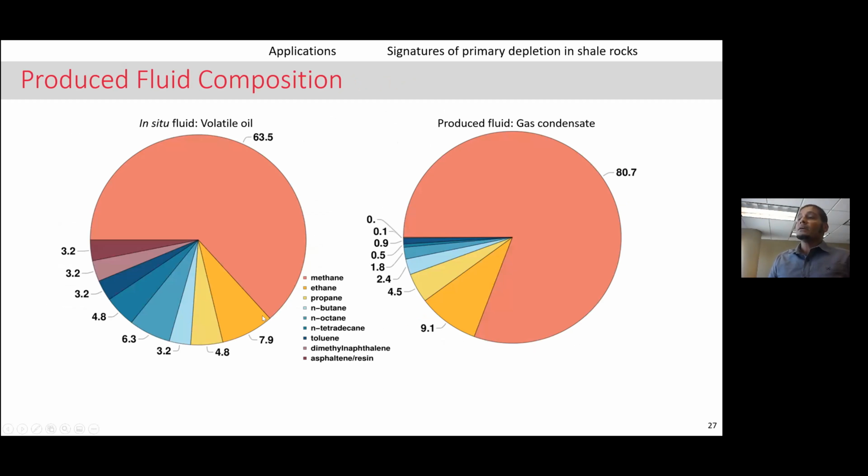And more importantly, here is what I wanted to show you. We also ran the same experiment with a volatile oil. So this is the volatile oil composition. And because we're only producing the lighter species associated with this volatile oil, what we end up producing is just a gas condensate. This is what we're producing. We're producing a lot of methane, some amount of ethane, some amount of propane, and so on and so forth, but we're not producing any of the heavier species.